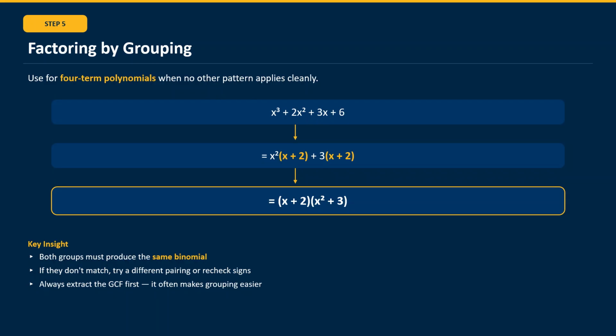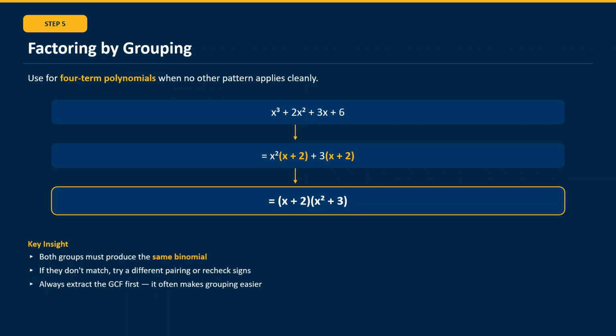For x cubed plus 2x squared plus 3x plus 6, pair as x cubed plus 2x squared, then 3x plus 6. From the first pair, pull x squared to get x squared times the quantity x plus 2. From the second pair, pull 3 to get 3 times the quantity x plus 2. Both groups now contain the binomial x plus 2. Factor it out. The result is x plus 2 times the quantity x squared plus 3.